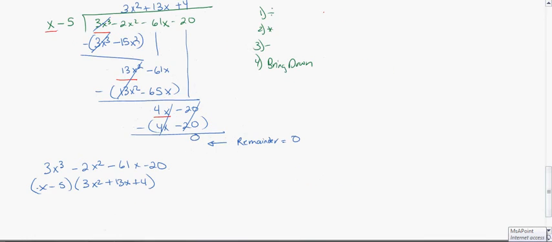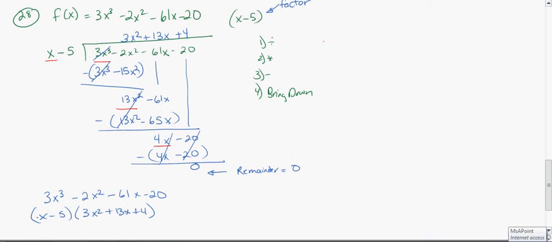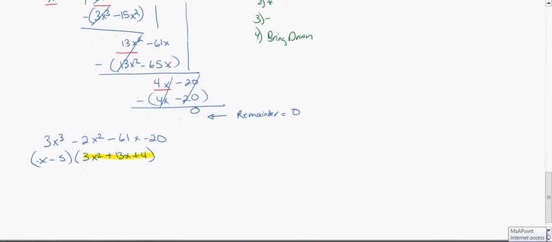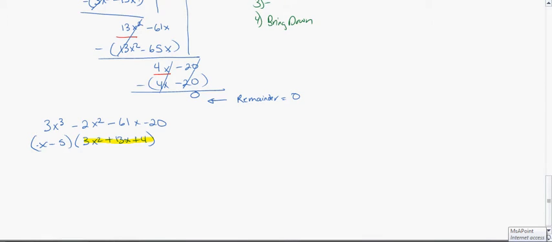This second factor is my answer, the answer I get when I do long division. All right, but I'm supposed to factor this completely, and that factor that they gave me for free is just a head start on the factoring process. I still would like to split up the 3x squared plus 13x plus 4.